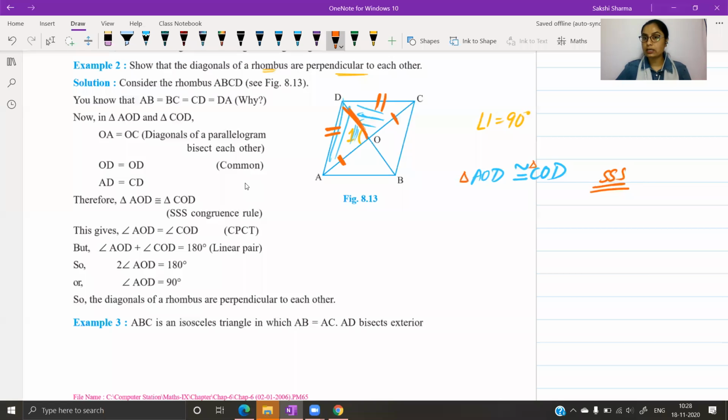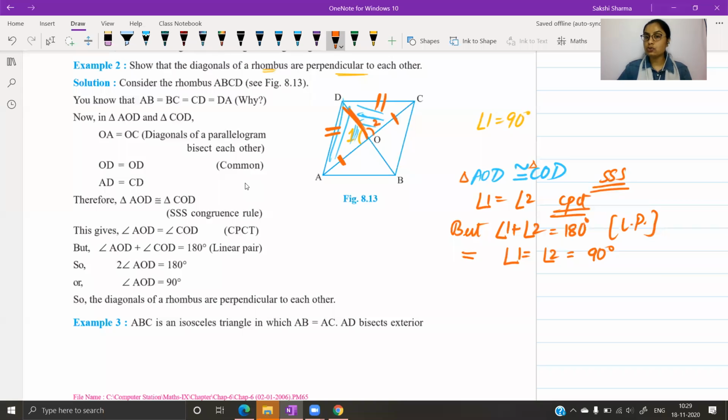And once these triangles are congruent, you can write down that angle 1 will be equal to angle 2 by CPCT. But these 2 are actually forming a linear pair. So their sum will be 180. So 2 angles which are equal and their sum is 180 implies that each of those angles will be 90 degrees in measure. And they have actually done this by calculation. You can conclude it directly.